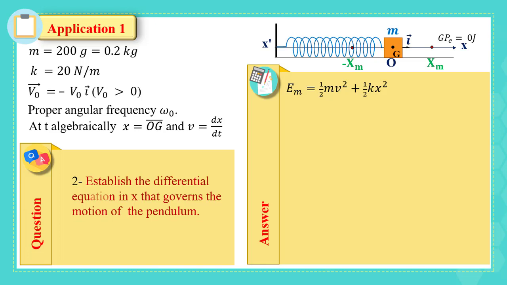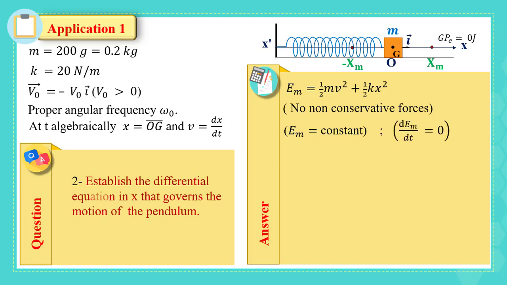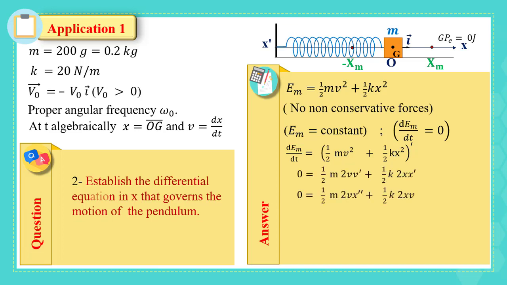But we know that there are no non-conservative forces, thus the mechanical energy is constant. This means that the derivative of the mechanical energy is 0. So let's derive the mechanical energy, keeping in mind that the derivative of v squared is 2v v prime, the derivative of x squared is 2x x prime, and v prime is x double prime, where x prime we can replace by v.